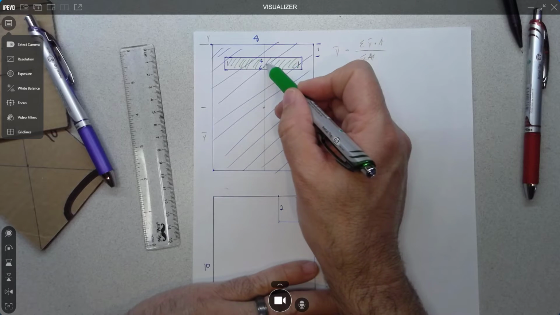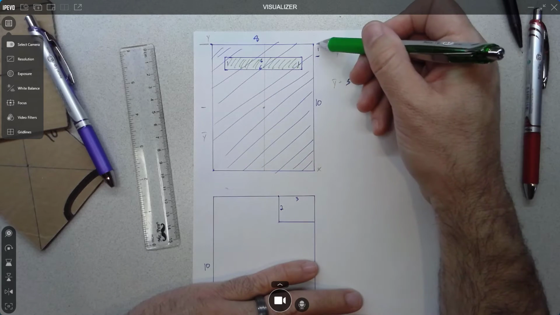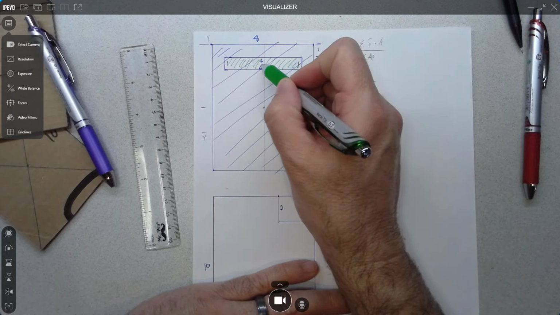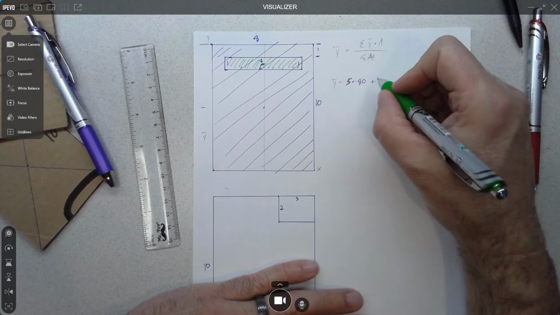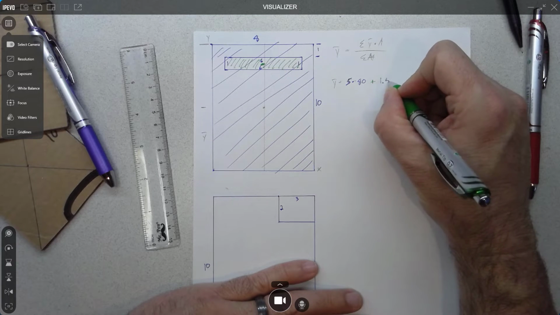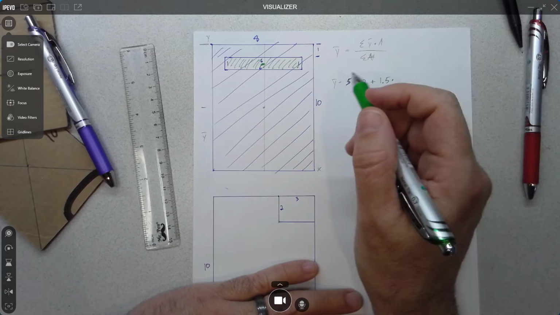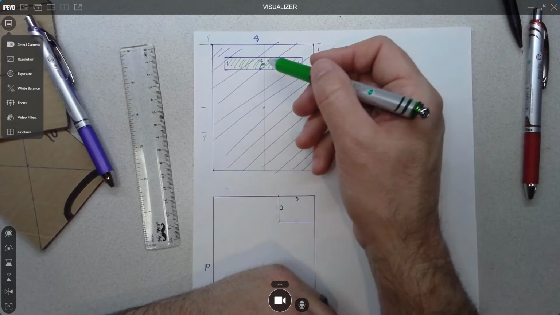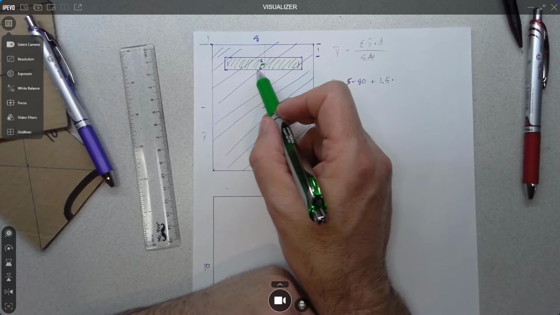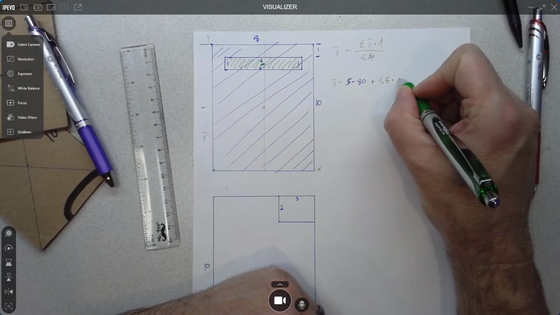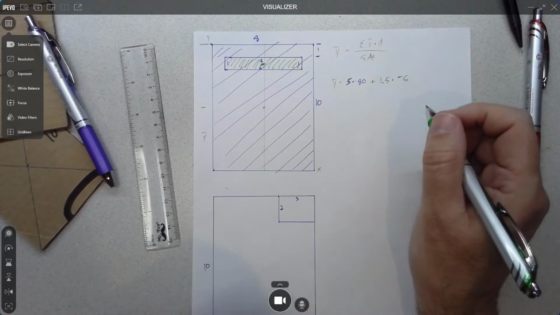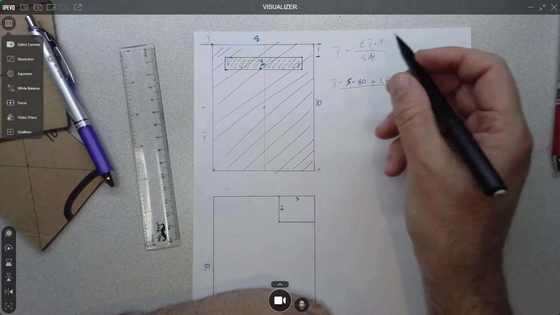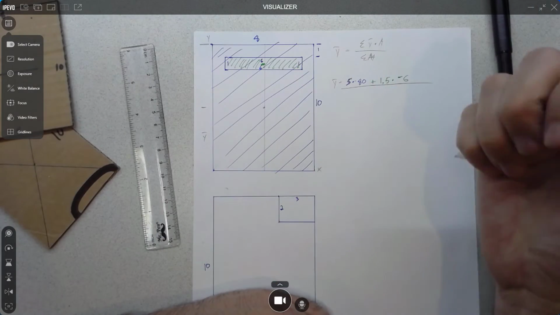The distance of its centroid to the top is going to be 1, the distance to get to the edge of it, and then its side length is 1, so the distance to the centroid here is 1.5. So it's going to be plus 1.5 times, and now here it's going to be a negative number because this is an area we're cutting out of our shape, so we're losing that weighted area. So its area is 1 times 6, so it's times -6.